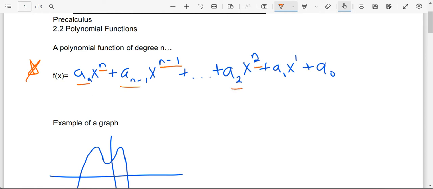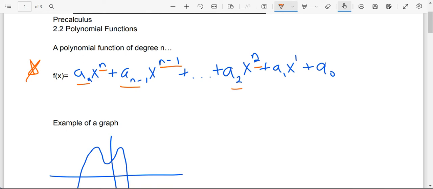A polynomial could simply be f of x equals x, right? Or it could be x to the 8th minus x to the 7th plus 5x to the 6th, etc. So that's why we write it in this form when we're defining things, because it allows us to say any given polynomial function.